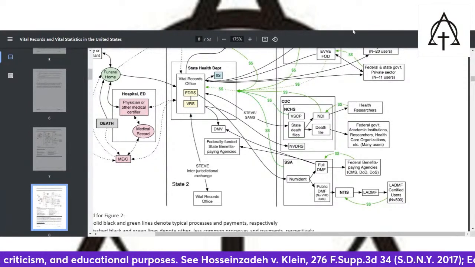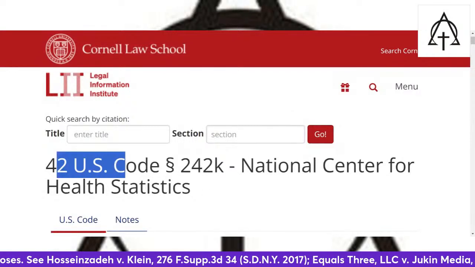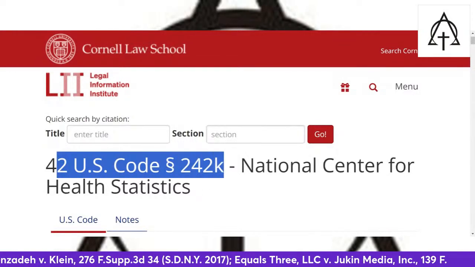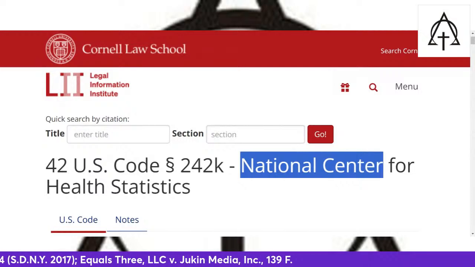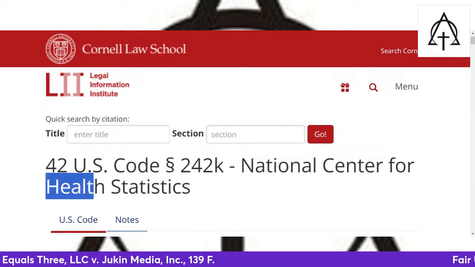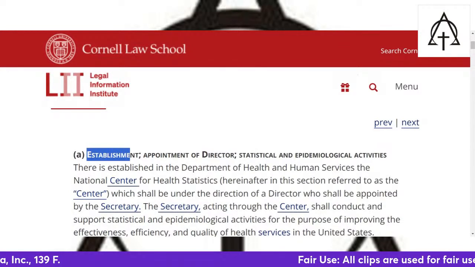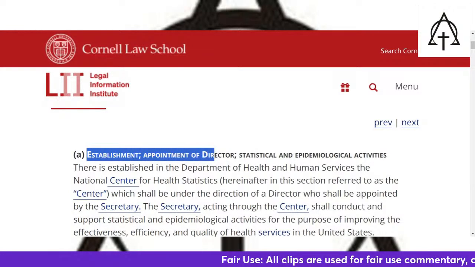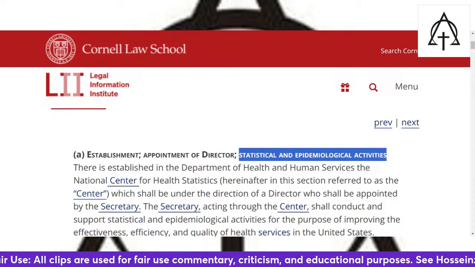So let's take a look. 42 U.S. Code 242K, what they mentioned in that document. National Center for Health Statistics. Establishment, appointment of director, statistical and epidemiological activities.